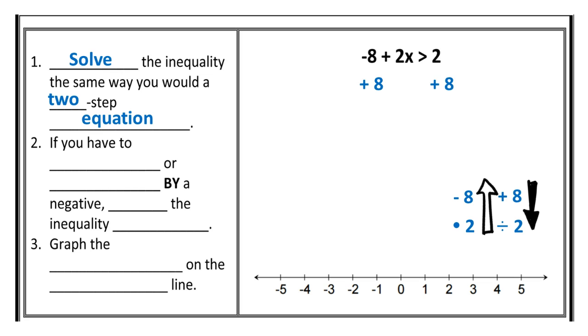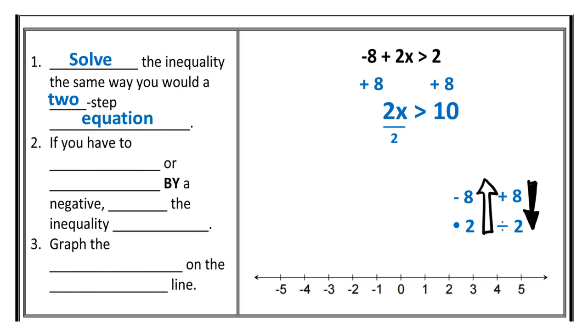I'm going to apply those operations to both sides. Negative 8 plus 8 is 0. 2 plus 8 is 10. So 2x is greater than 10. Notice the inequality sign didn't change. All we did was change the values on either side by using inverse operations.